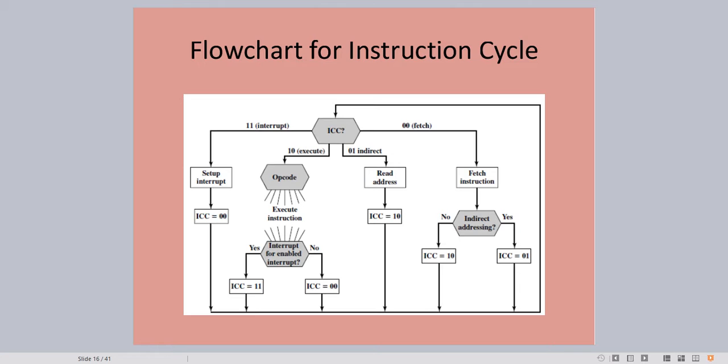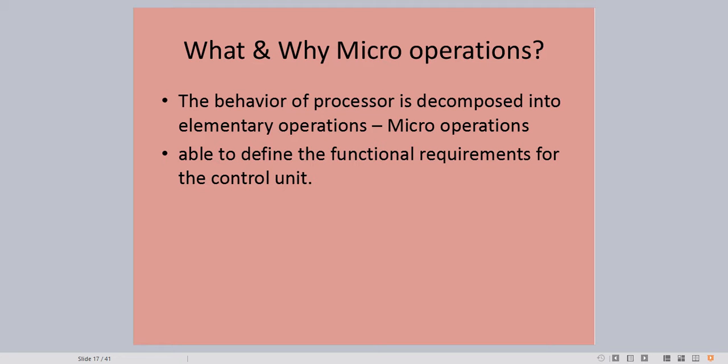This is the flowchart for the instruction cycle, where this is the ICC. For 1 0, it will execute, and the flow comes back around. For 1 0 1, it will read the address, ICC will be 1 0, and then it comes again and processes again. If it is 1 0 0, it will fetch, and the fetch instruction will be called, and then indirect addressing. For ICC equal to 1 0 1, then set up interrupt, and ICC will be 0.